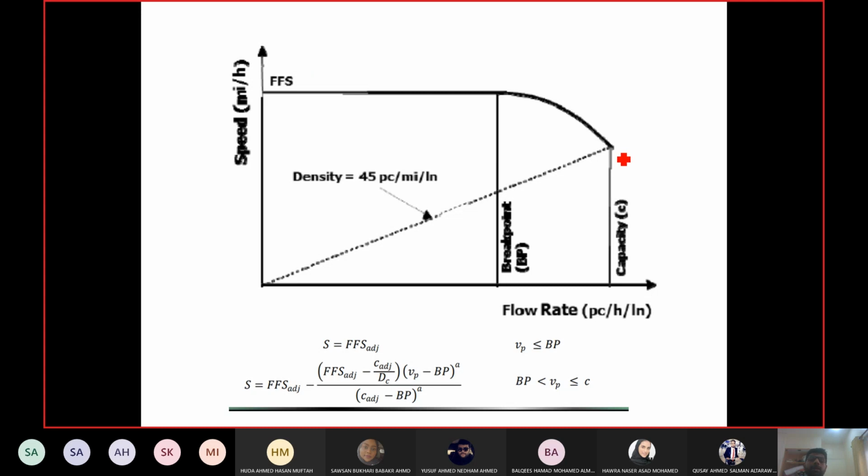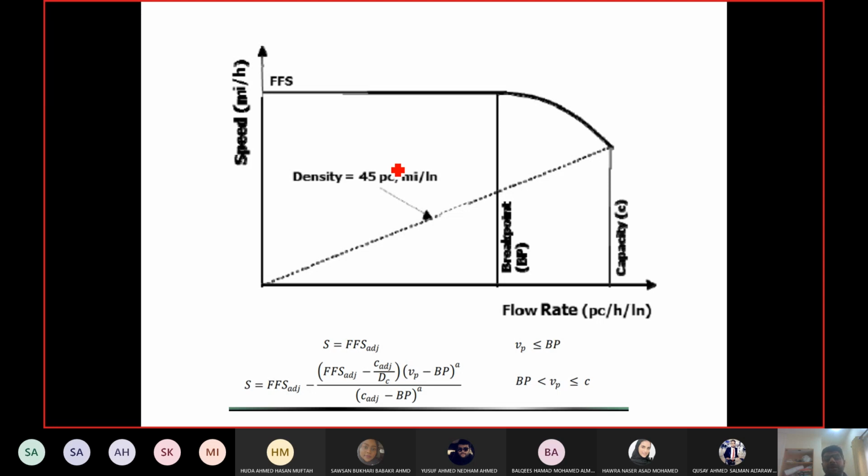Now, if you calculate the density at the capacity point, if you take the ratio of flow upon speed at capacity, we call that density the critical density. In lecture 3, we called it critical density. So critical density is the density achieved when you reach the flow of capacity. The Highway Capacity Manual fixes the value of density. They are saying density at capacity is equal to 45 passenger cars per mile per lane. So this value is fixed.